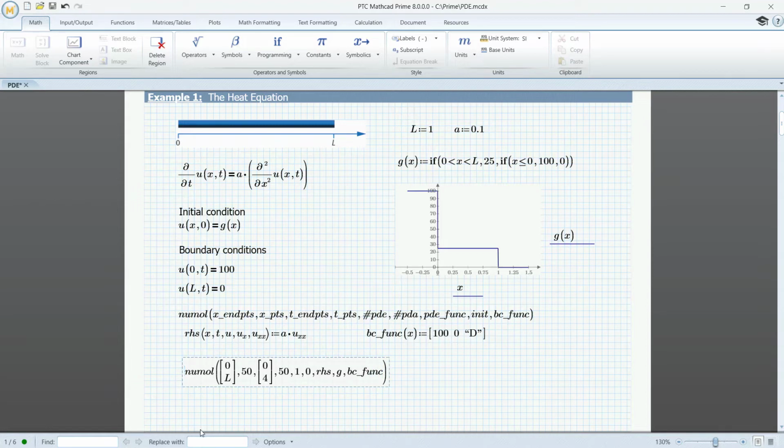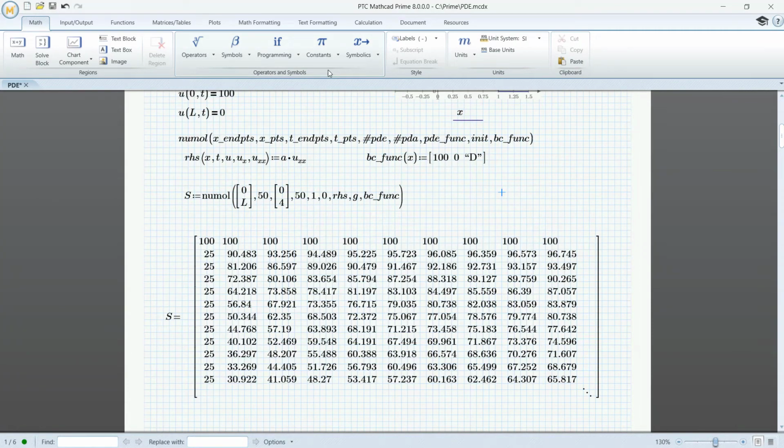Finally, let's assign the output of the numol function to a variable S. The solution is a 50 by 50 matrix, where the columns are the temperature distribution in the rod at a given time. The rows are temperature versus time at a given position along the rod.